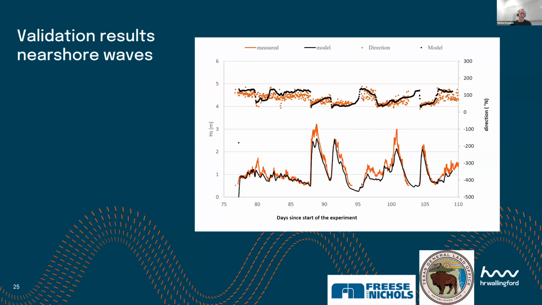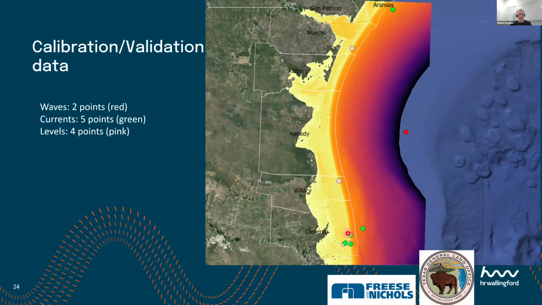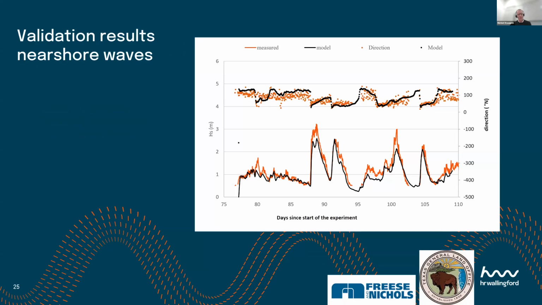But the comparisons were quite good. This shows the wave height near the shore, at the location right there, and the direction that the waves are coming from. And the match was surprisingly good given the size of the model domain we're working with, and given that we're trying to model a whole year. This shows about 30 days of data, but we had much more than this.